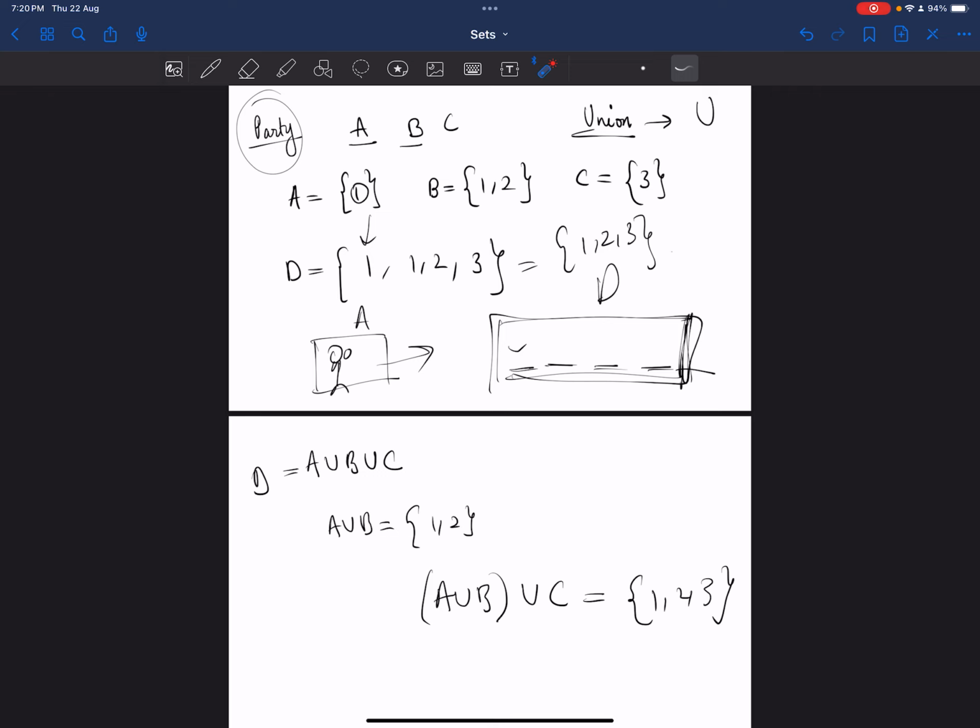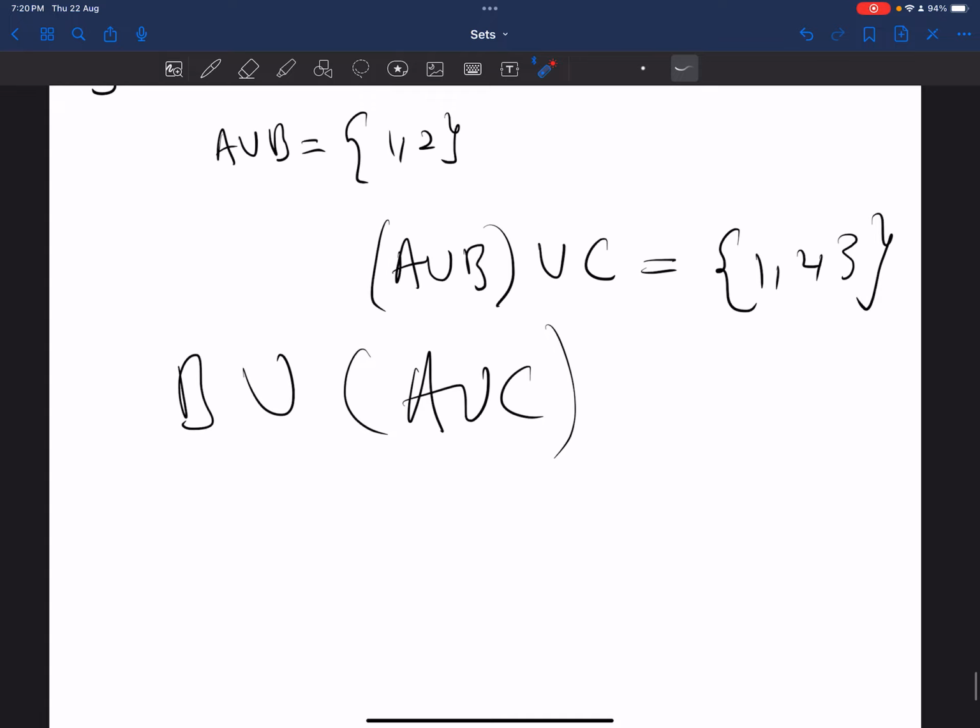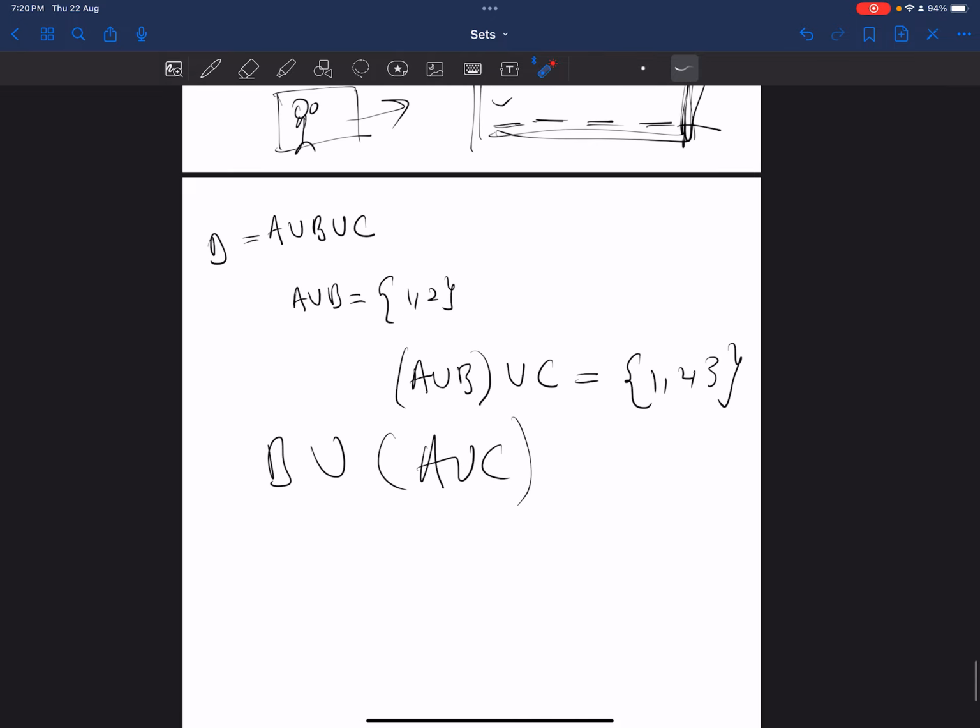You can do B union C and then do from A and B union C. Or you can be like, oh no, I'm going to do A union C, and then B union A union C. That is, you take from B and then you take from A union C. So these brackets are for that. I want you guys to try out these brackets.